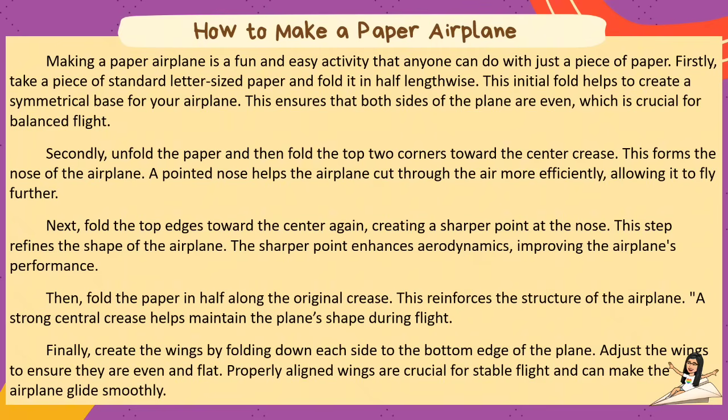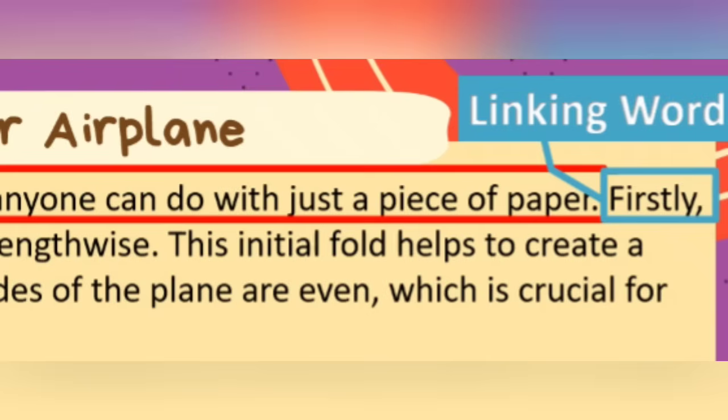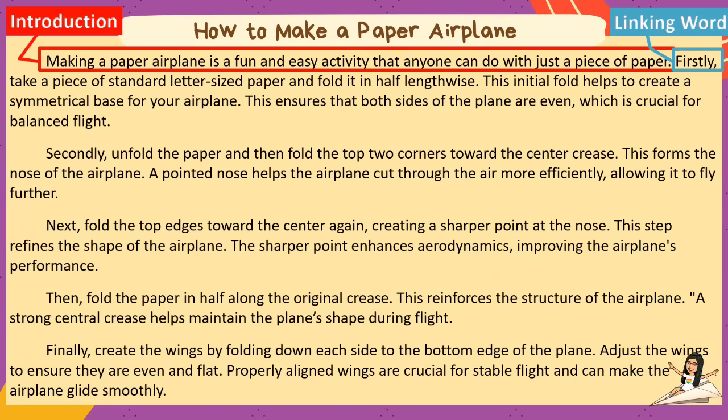Let's examine how this text is written. Begin by introducing the topic of your explanatory paragraph. Here is the introduction. This sentence should give a clear idea of what you are going to explain. Use linking words or phrases to guide the reader through each step of the process. Explain how to do each step and why it is important.